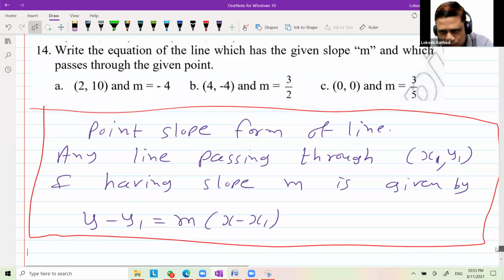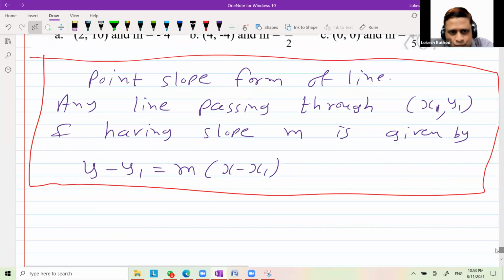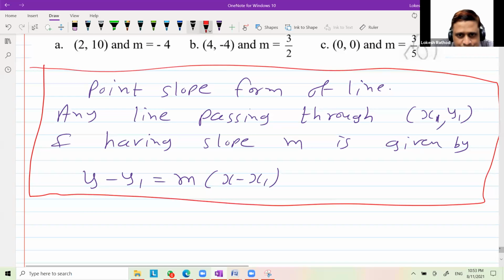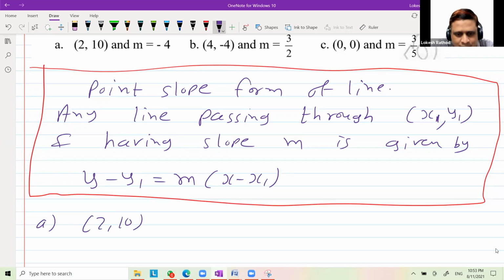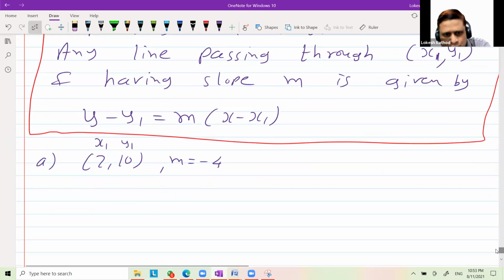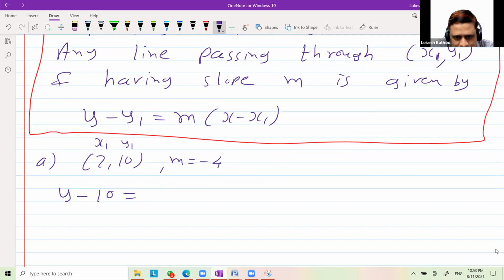Okay, so if I do one of the questions from this, say for the first question, it is passing through 2 comma 10, right? So I can say for A, it's passing through 2 comma 10. That is x1 is 2, y1 is 10, and slope m is minus 4. So just simply substitute the values into this equation. In place of y1 you write 10, in place of m you write minus 4, in place of x1 you write 2. So this is your equation.